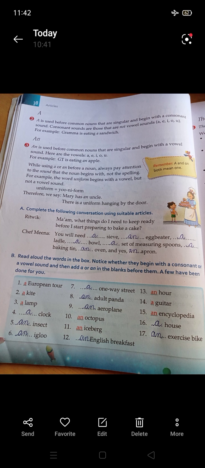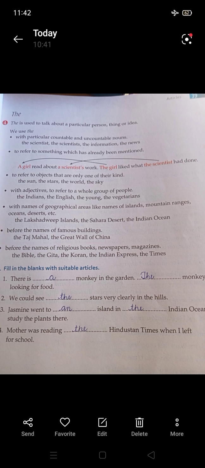Mom. So look at the next page. You will see the uses of the. The is used to talk about a particular person, thing, or idea.